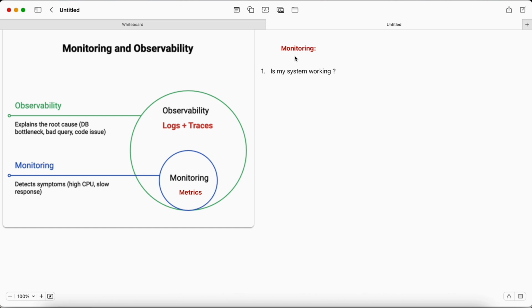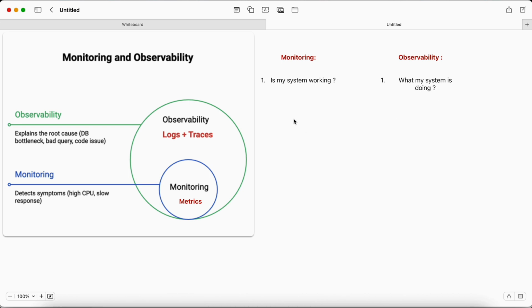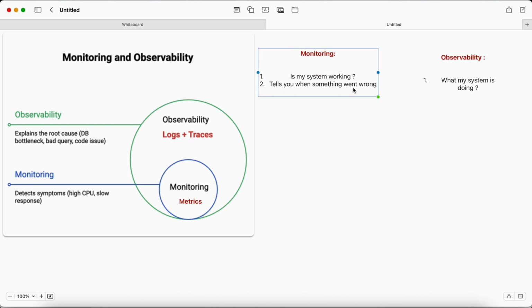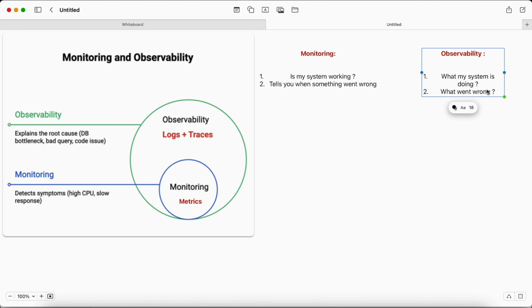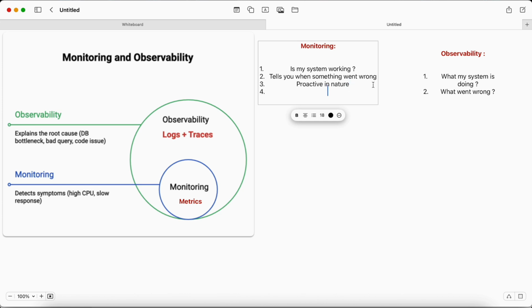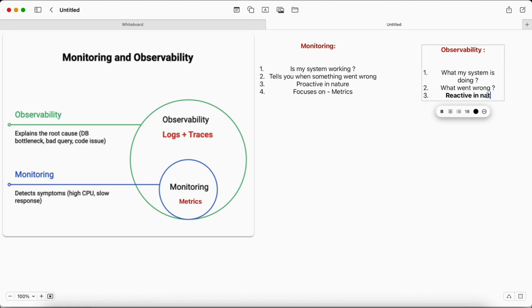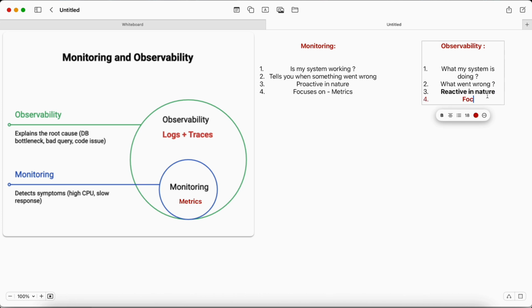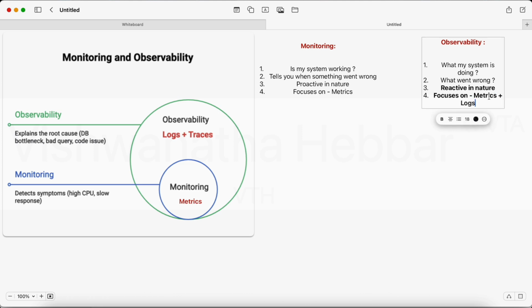Monitoring tells, is my system working? Whereas observability tells what my system is doing. Monitoring tells you when something went wrong. Observability tells you what went wrong. Monitoring is proactive in nature, and it focuses on metrics such as CPU, memory, etc. Observability is reactive in nature. It focuses on metrics plus logs plus traces. Observability has a wider scope compared to monitoring.